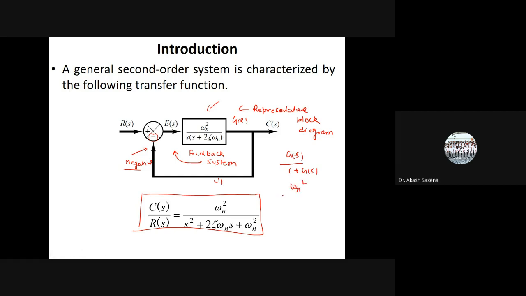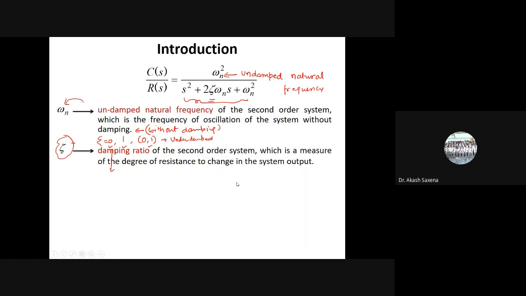So this omega n square divided by s square plus 2 zeta omega n s, upon s square plus 2 zeta omega n s plus omega n square divided by s square plus 2 zeta omega n s. So this gets cancelled and finally I get this value. Here two or three new terms are appearing, which are omega n and zeta, and some other terms. During this lecture we will reveal what these things are.